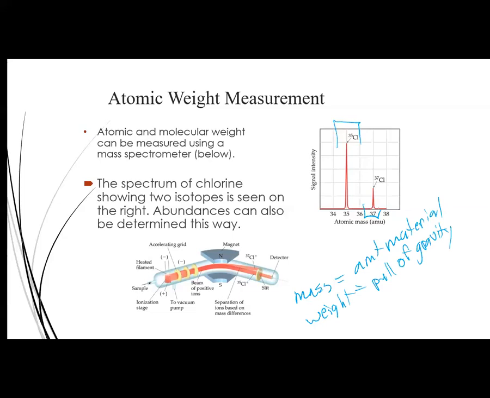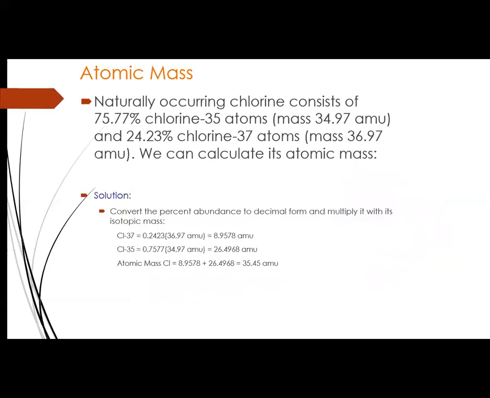And since sometimes chlorine 37 shows up a lot less than chlorine 35, when we talk about our average atomic mass, we're trying to account for that. And so that's why we're using that weighted average. So we're going to practice this one here.